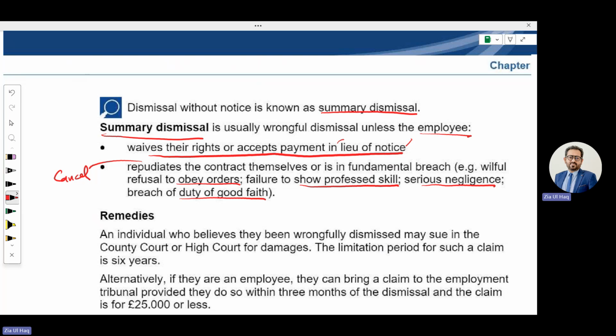So summary dismissal is unfair dismissal. But if the employee waives his right, meaning he is saying, okay, I want to leave by myself, just give me 1 month pay, in that case, that will be fair. Or the employee himself repudiates the contract, meaning he didn't perform according to the contract, he didn't perform his contractual duty. Like he is not following orders, he is not working with skill, he is involved in serious negligence at work, or he is not working in good faith. He is not performing his duty properly.